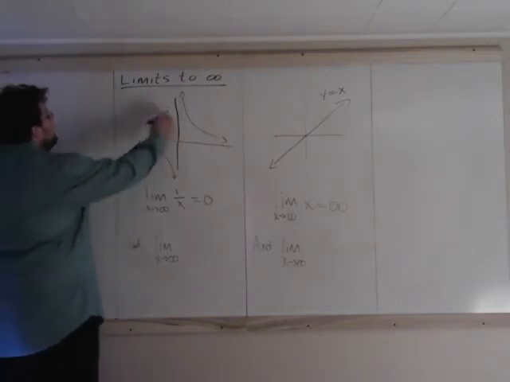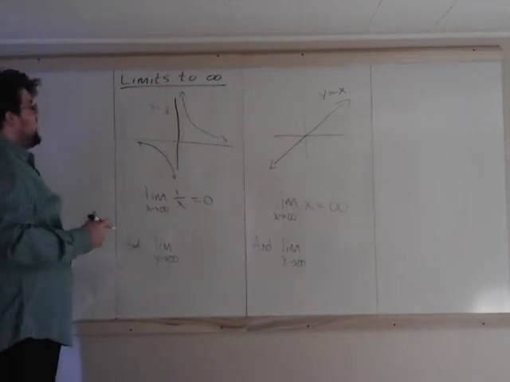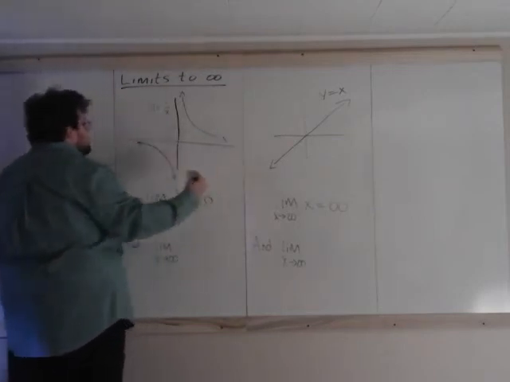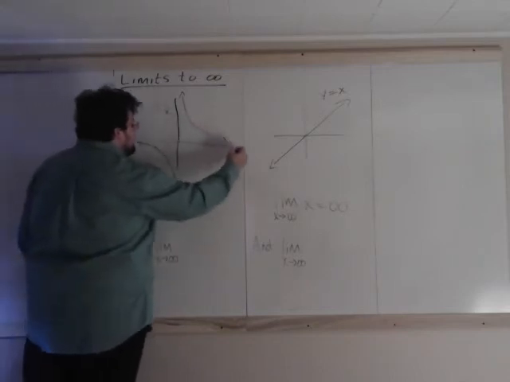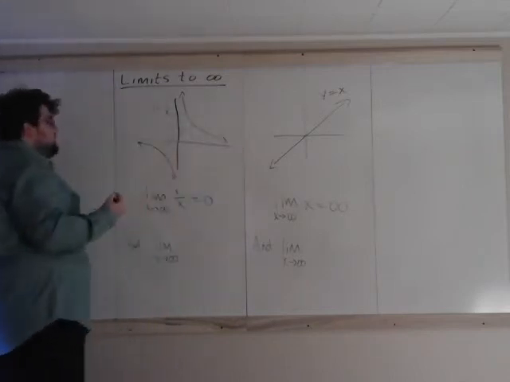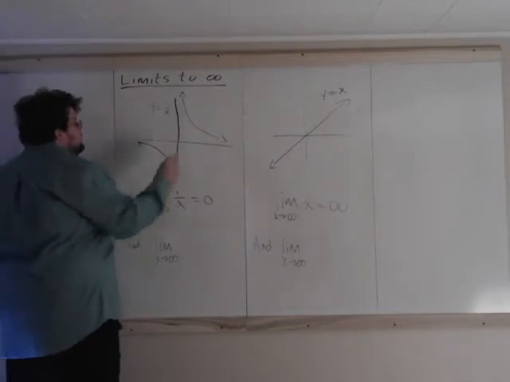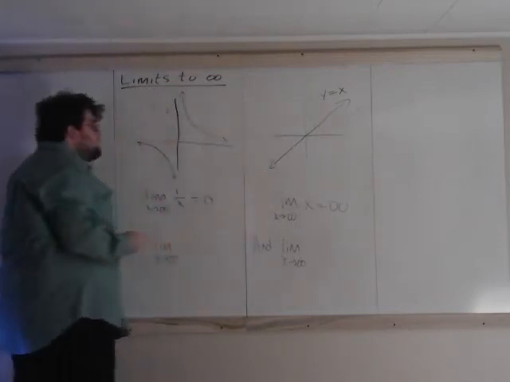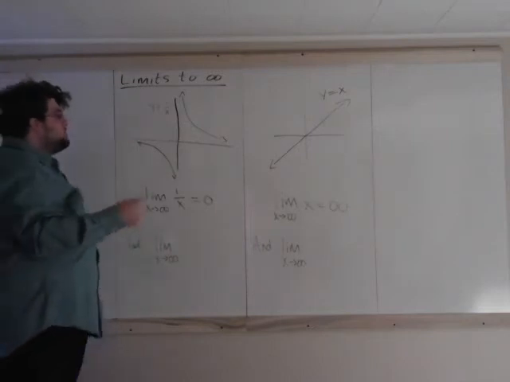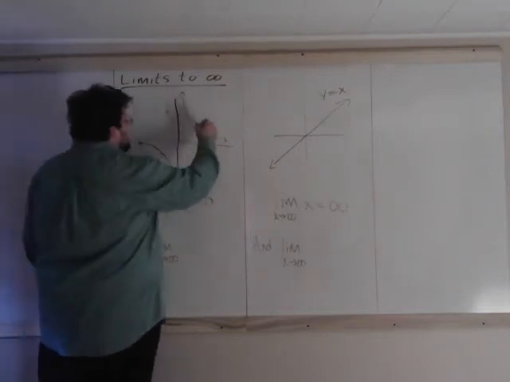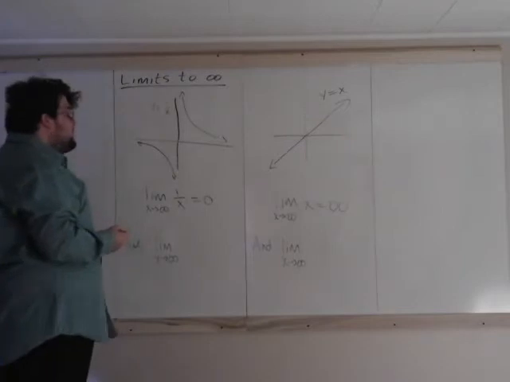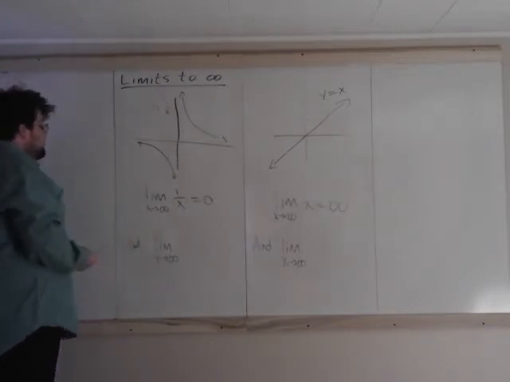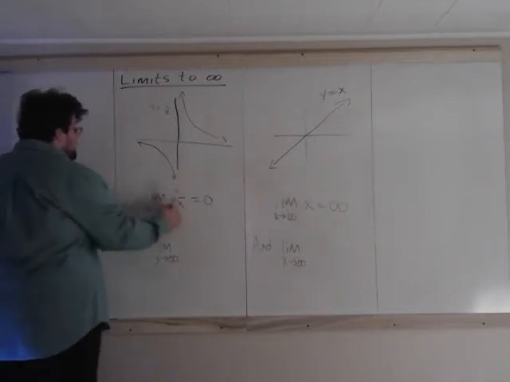First, we have the graph of y equals 1 over x. And on this, you can see as x goes to infinity, the function is approaching the line y equals 0. So as x goes to infinity, this curve keeps going down, but it never hits 0, and it never goes over 0. So in this case, we would say the limit as x goes to infinity of 1 over x is 0.